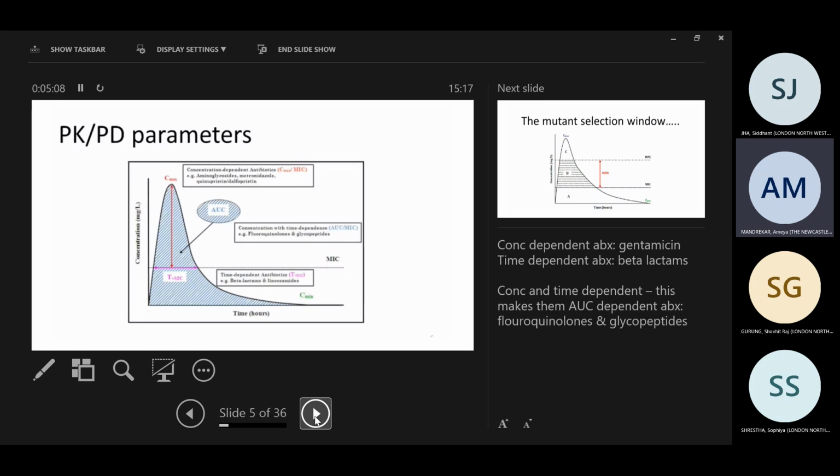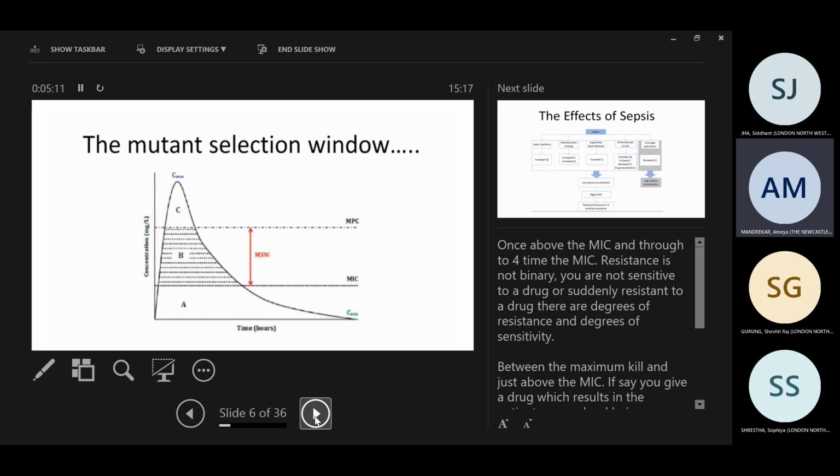Next slide, please. Then there's a mutant selection window. When I was taught about pharmacokinetics a long time ago, you just had to reach 50% of the minimum inhibitory concentration. And by reaching the minimum inhibitory concentration and not getting to the maximum concentration that you need.